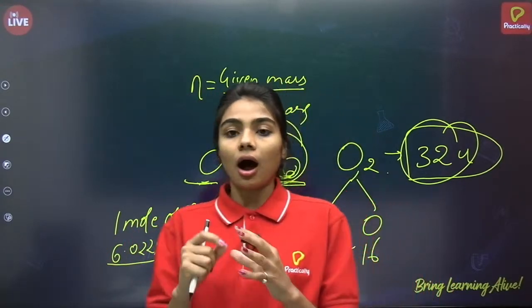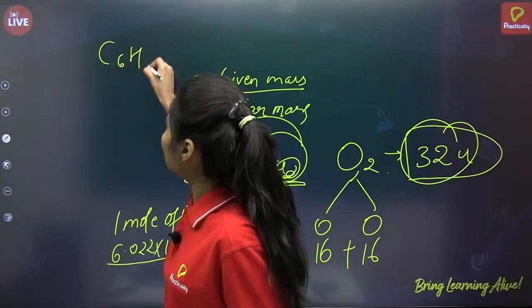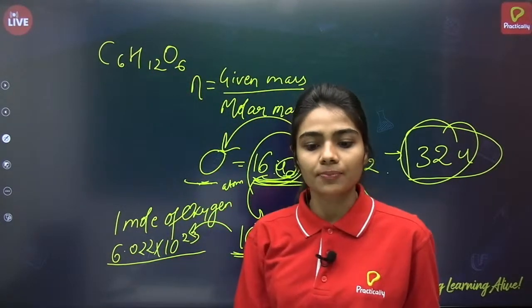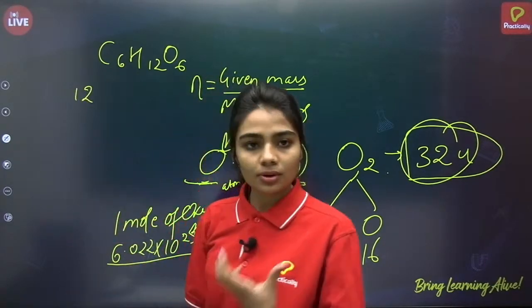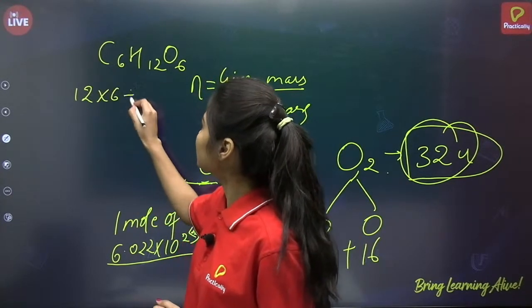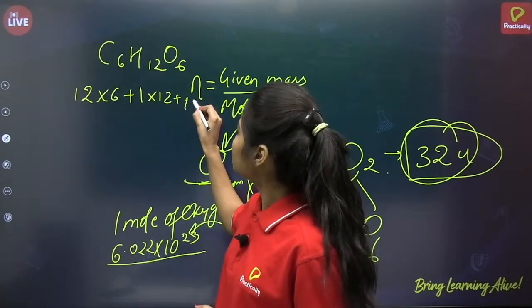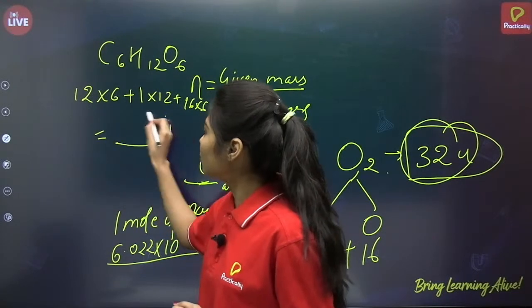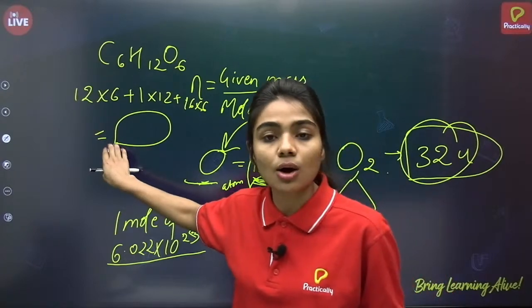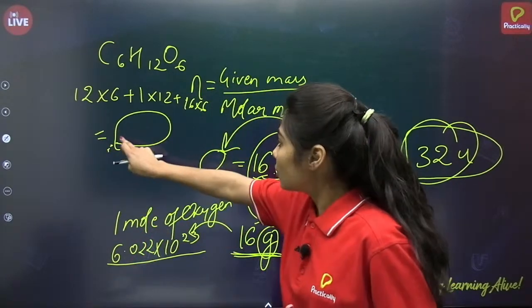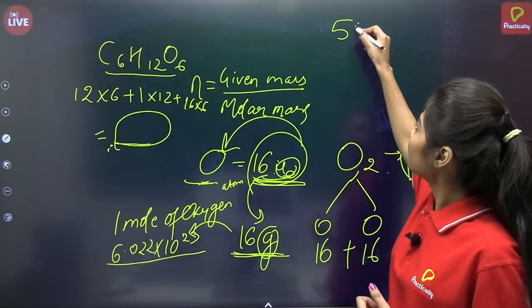So, how do we calculate the mass of glucose? The formula for glucose is C6H12O6. If I want to calculate the mass of glucose, then carbon has atomic mass 12, and how many atoms are there? 6. Hydrogen has 1 into 12. Oxygen has how much? 16 into 6. If you calculate, you get a particular value. This comes out to be the molar mass of glucose. So here, we have been given the mass of 540 glucose.